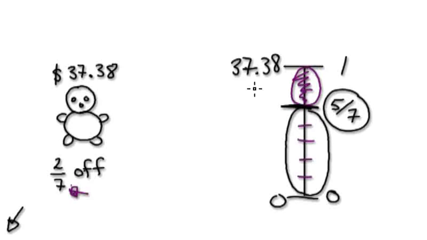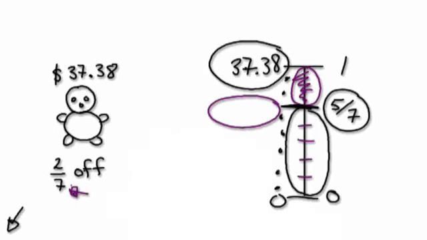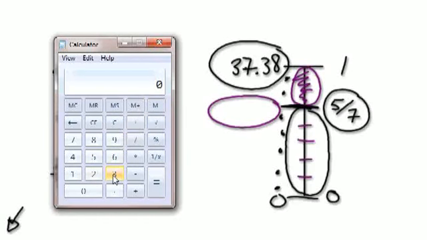5/7. Well, inside your mind, just get the whole teddy bear divided by 7, because you're splitting into 7 equal parts here, and then you're going to take 5 parts. Okay, so you times it by 5. So anyway, you want to know this figure here. So let's try and figure it out. So here, the whole thing is 37.38. Okay. Now split this thing into 7 equal parts. So divided by 7 equals, and now you're going to take 5 parts.